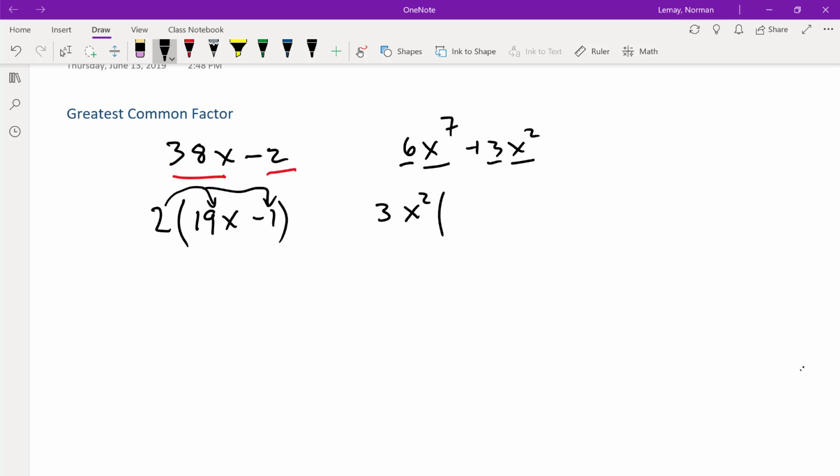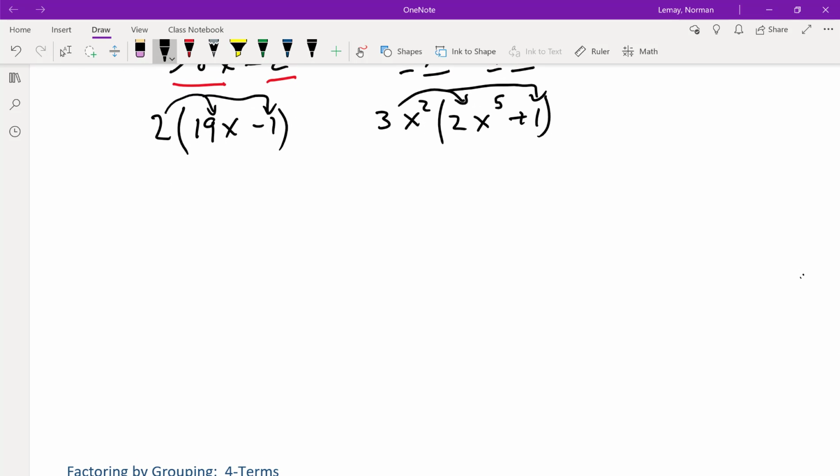So left inside, if I pull out a 3, I have a 2, and here I have an x to the 5th, and I get plus 1. Again, the idea is that if we were to perform the distribution property over the addition, I would end up with 6x to the 7th plus 3x squared.